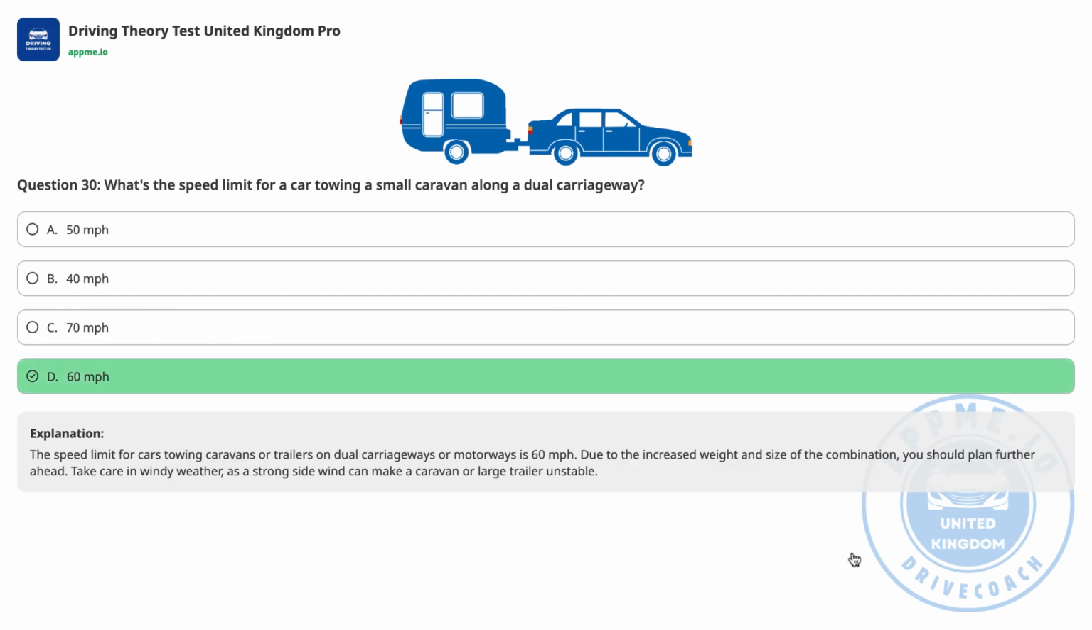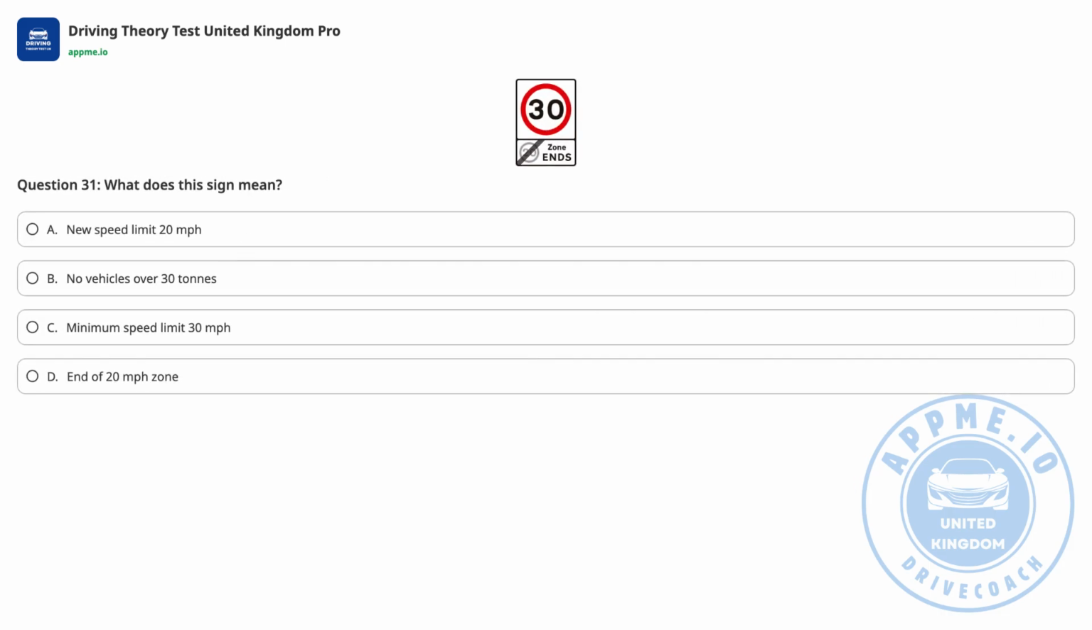The correct answer is D. Question 31. What does this sign mean? A. New speed limit 20 miles per hour. B. No vehicles over 30 tons. C. Minimum speed limit 30 miles per hour. D. End of 20 miles per hour zone.